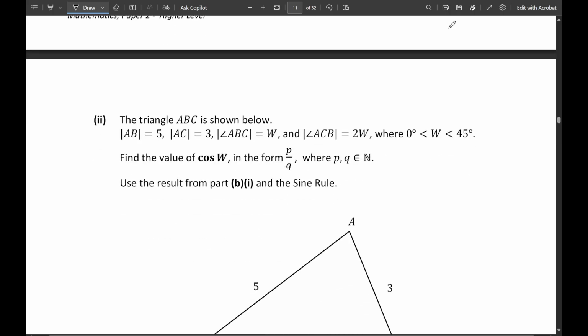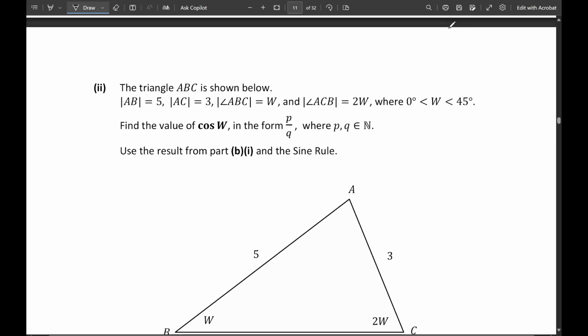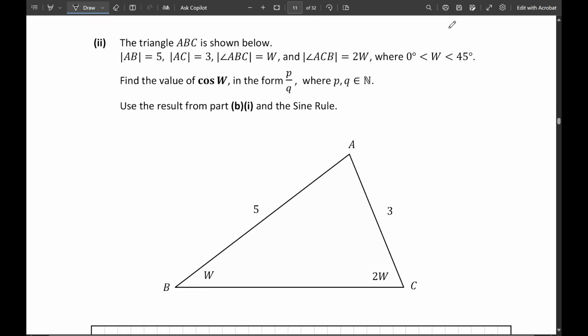Okay, the triangle ABC is shown below. AB is 5, AC is 3, angle ABC is equal to W, and angle ACB is 2W, where W lies between 0 and 45. Find the value of cosine of W in the form P over Q, where P and Q are natural.